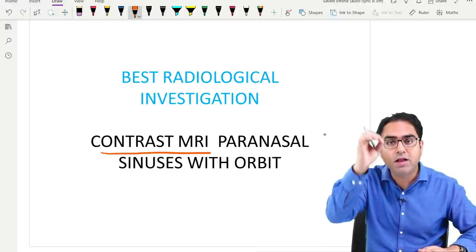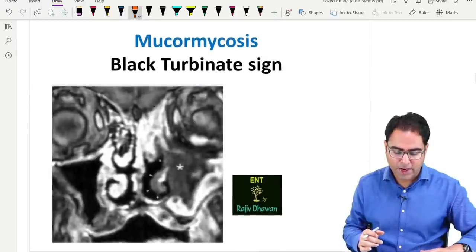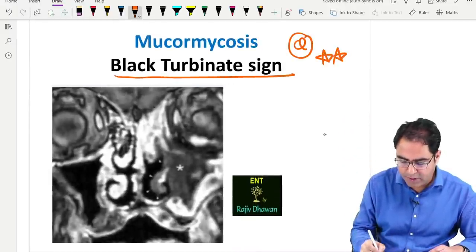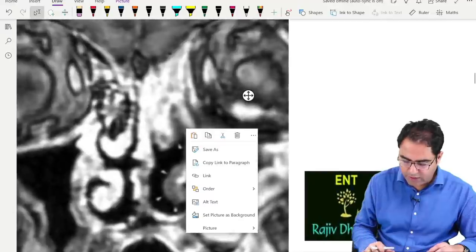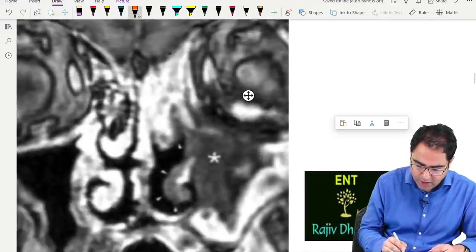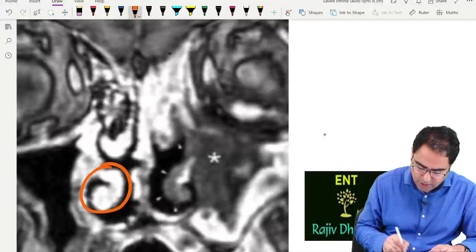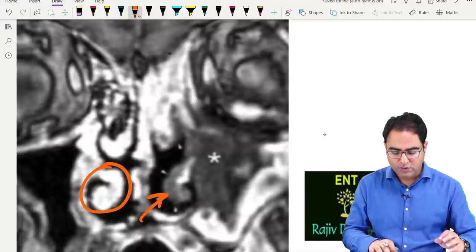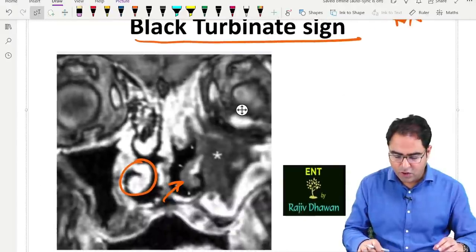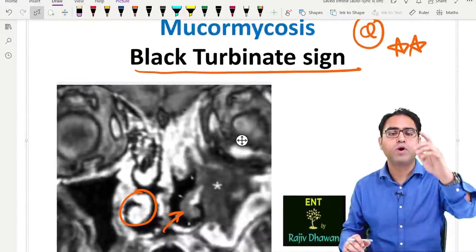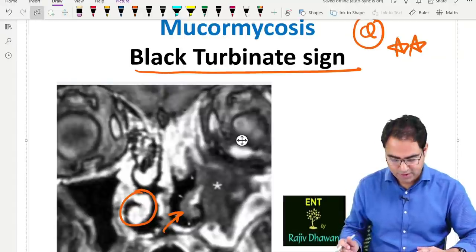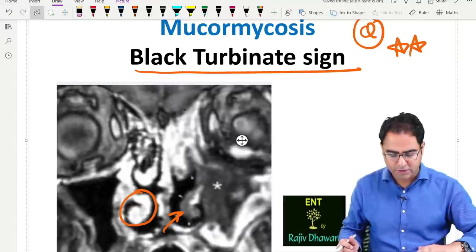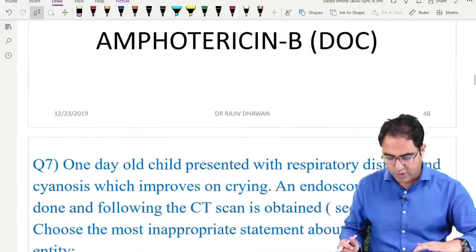What is the classical MRI sign, beta? Contrast MRI shows the black turbinate sign. New question possible. Black turbinate sign. Just see over here, beta. Everything is black, beta. Just compare these two, beta. This is the normal turbinate. This is the diseased turbinate. Can you see the black turbinate? The inferior turbinate is looking black. This is called the black turbinate sign, seen on the contrast MRI in a case of mucormycosis. Okay, fine. Wonderful. This is an important question. Everybody just keep in mind the black turbinate sign. Okay, so drug of choice, everybody clear now. Next question.